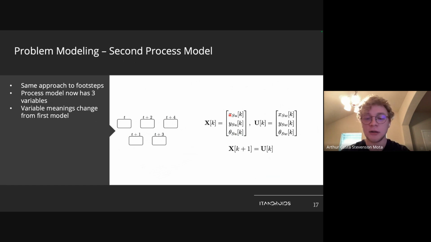The second process model is a lot smaller. I haven't implemented this yet; it is one of the objectives I have. The state variables now only have 3 variables, for the support foot, and the control variables are the positions of the swing foot. So it's not the displacement anymore; it's the actual position. The state equation then becomes a lot simpler, since the support foot in the next footstep will be the swing foot. Again, it is modeled in the same fashion as before, with successive timestamps.